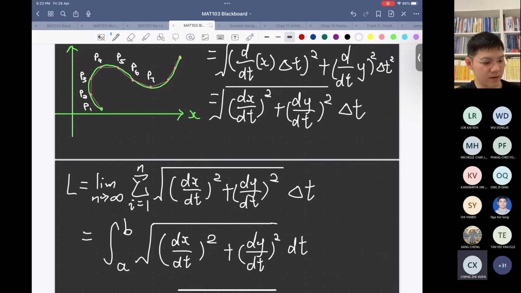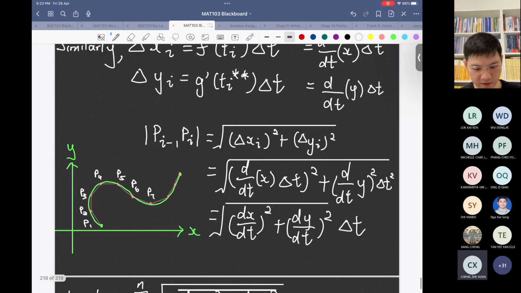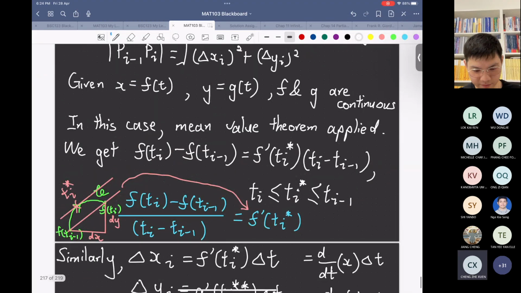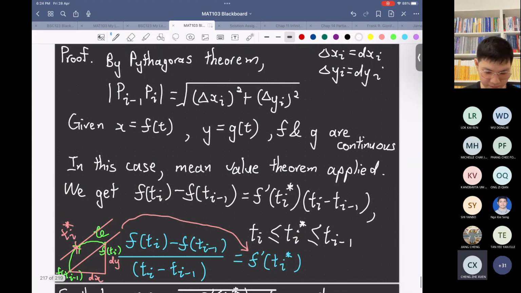So can you move upwards? Upwards? Up, you mean like this? Up? And up a bit. Up a bit. Okay. How do we know that we need to define x equal to the function ft and y equal the function gt?